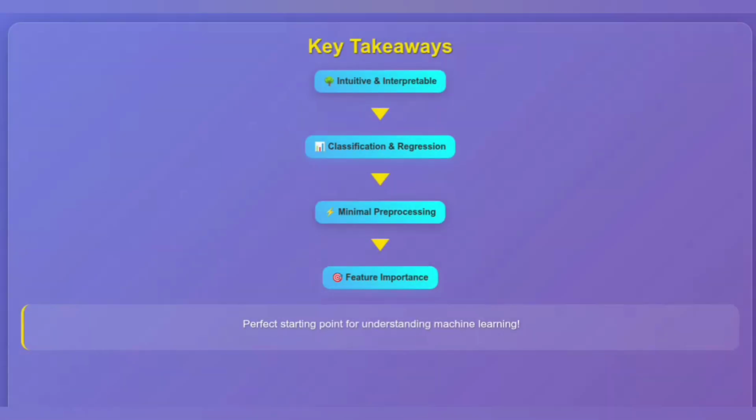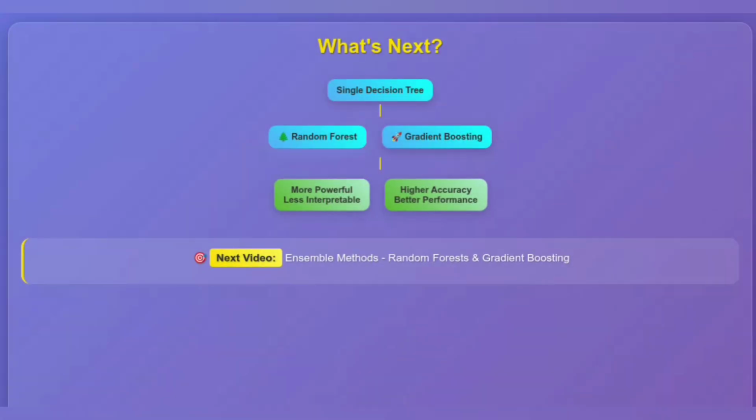Let's recap the key points. Decision trees are intuitive, interpretable algorithms that work by recursively splitting data based on feature tests. They're great for both classification and regression tasks, require minimal data preprocessing, and provide valuable insights into feature importance. While single decision trees are powerful, they become even more effective when combined into ensembles like random forests and gradient boosting. These techniques address many limitations of individual trees while maintaining their interpretability benefits.